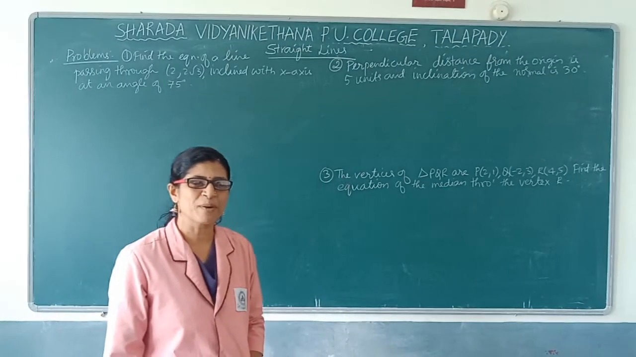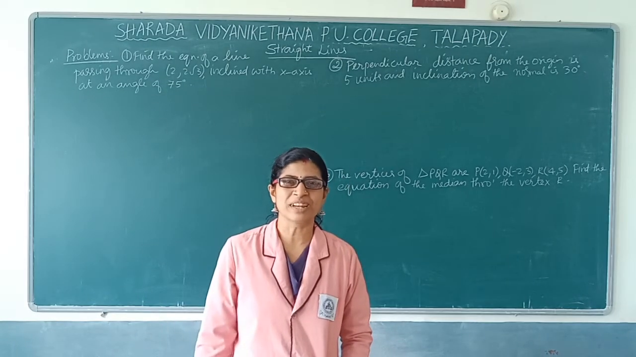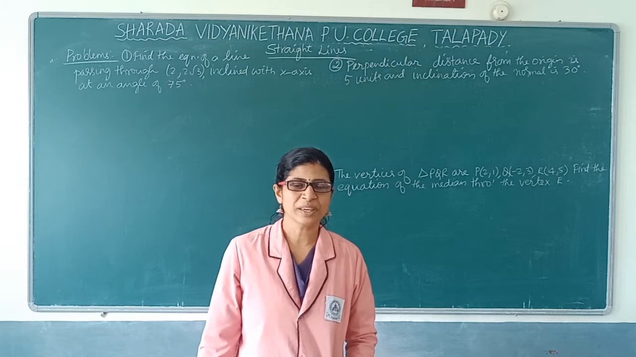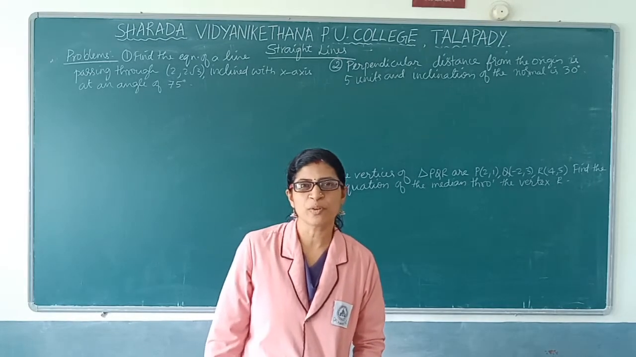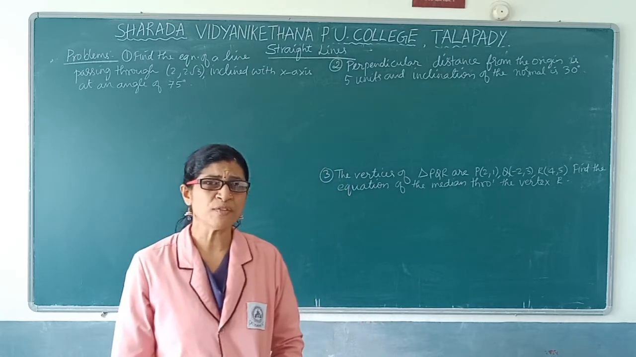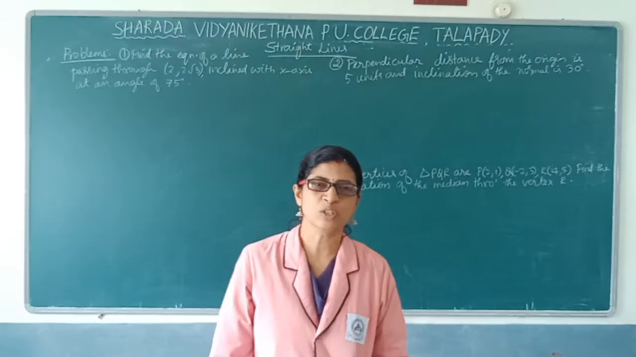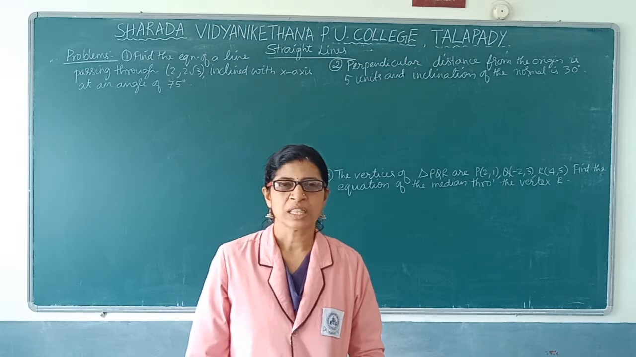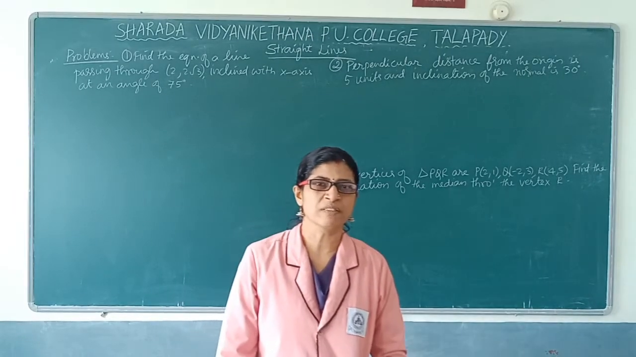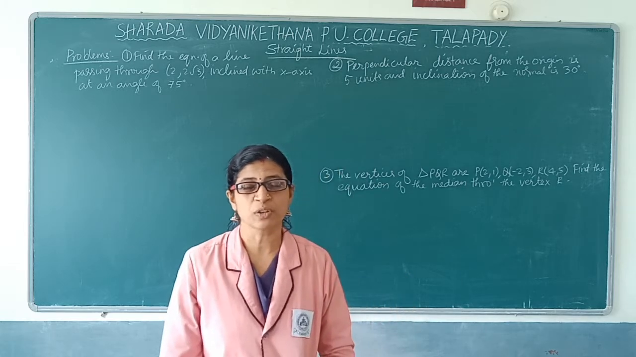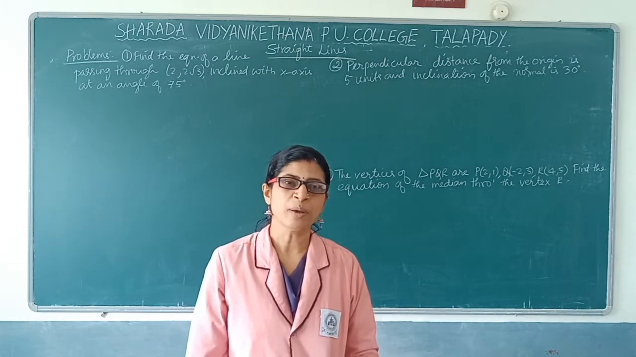Now let us discuss some of the problems based on the concepts studied in the earlier class. We have studied the expressions for point slope form, two-point form, intercept form of the equation of a line, and slope intercept form. We also studied when the x-intercept is given, when the y-intercept is given, and when both the intercepts are given, how to find the equation of a line. All these we have discussed in the previous class.